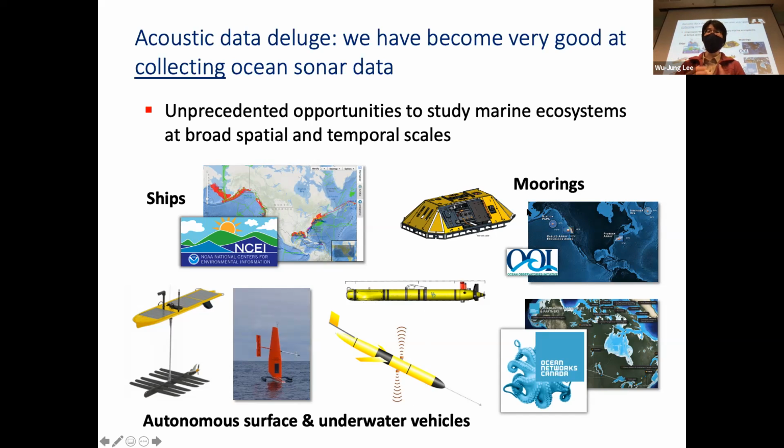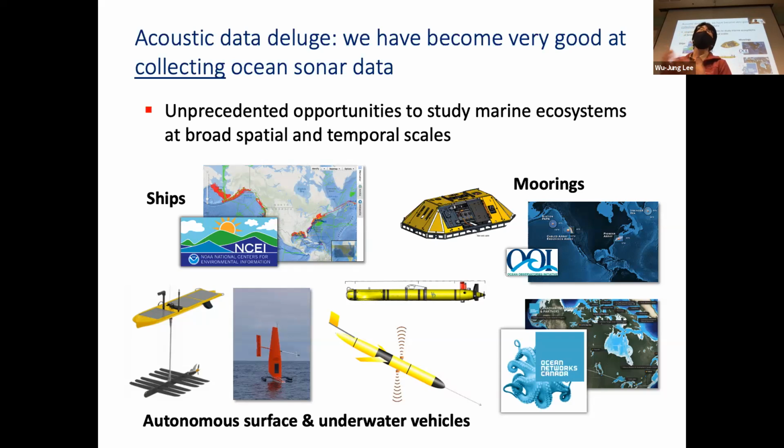On the right-hand side, we also put echosounders on what we call moorings. They are just fixed in the ocean. These are used in the Ocean Observatories Initiative, or OOI, in the US. Some of you might have heard of it. That's actually in our region. And also Ocean Networks Canada. This type of observation gives us an almost continuous data stream from many different corners of the ocean. That has given us unprecedented opportunities to study marine ecosystems at a scale much larger than before, both in time and space.